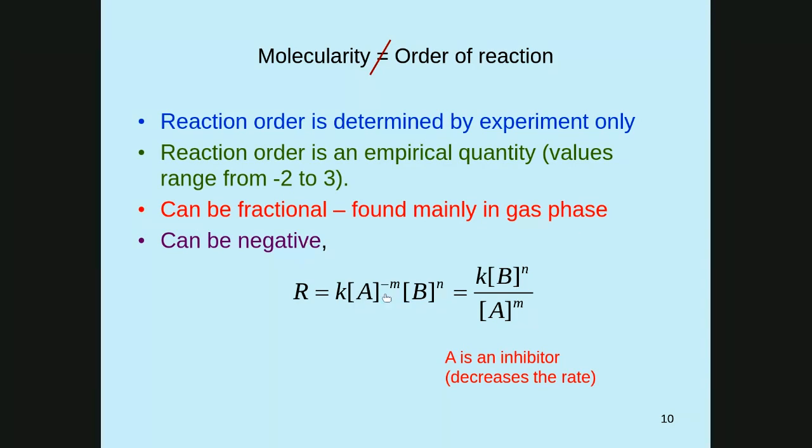Yeah? So a rate law of this form, R equals rate constant times A to a negative index times B to a positive index. So the A to the negative m is 1 upon A to the m, right? That means that increasing the concentration of A will decrease the rate of the process. It will slow down the process. So that means that A acts here as an inhibitor of the process.